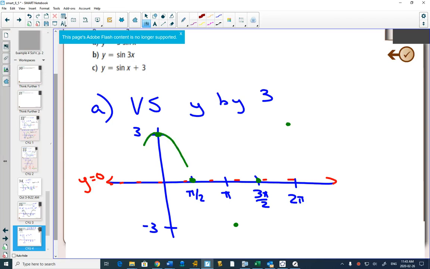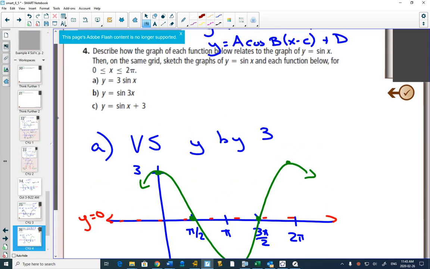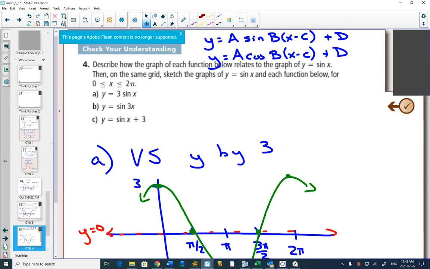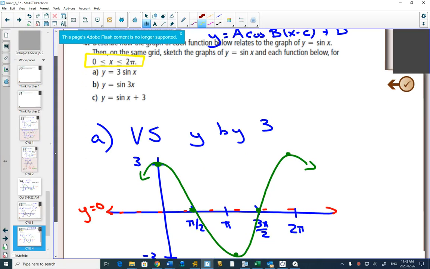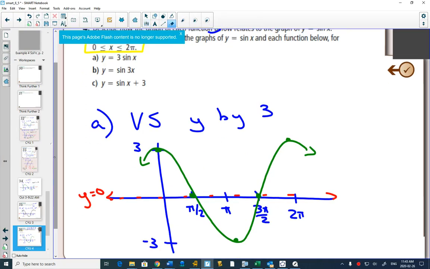Now normally you would draw it like this and add arrowheads on the end. But this question, when we reread it again, says sketch for this domain from 0 to 2 pi. So now we would have to go back and say, oh, I need to erase this up to here and erase this up to there, because I'm only going from 0 to 2 pi, no arrowheads. This is something typical of your textbook.